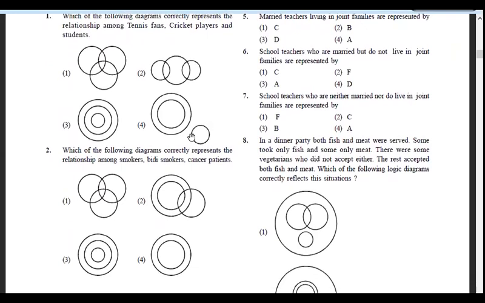Okay, next one. Question number 2. Tell me. Smokers, bidi smokers, cancer patient. Yes, very good, everyone. So the answer is 2. Now, why 2? Because obviously all cancer patients may or may not be smokers. Is it true to say that all cancer patients would be smokers? No, it's not true. But all bidi smokers are smokers. So the answer is 2. Right, everyone? Are you getting this?